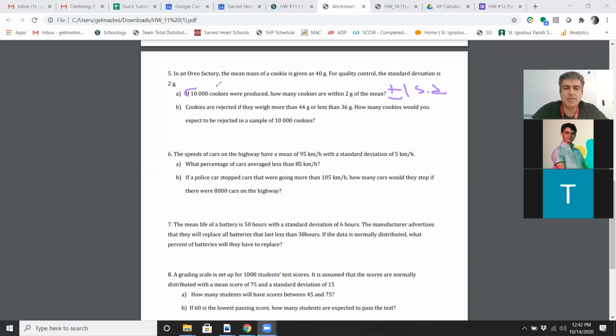So anyway, that's the middle 68% for 5A, plus or minus 1 standard deviation. So you're just going to multiply this by 0.68, which should be 6,800 cookies.